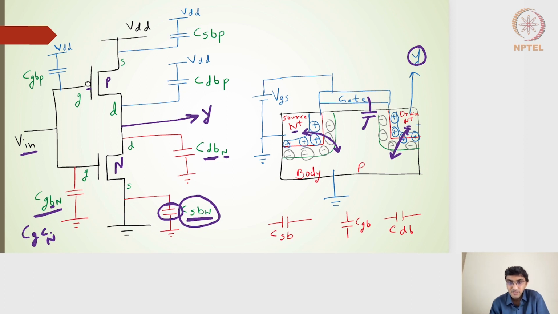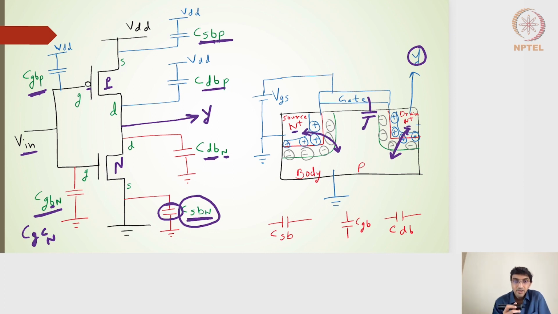Right, so for an NMOS transistor, we have three capacitances which we have denoted. One is the input capacitance or the gate capacitance. The other two are the parasitic capacitances, also called the diffusion capacitances or depletion capacitances. All right. Similarly, for the PMOS we will get three capacitances: one on the gate side, one on the drain side, and one on the source side.